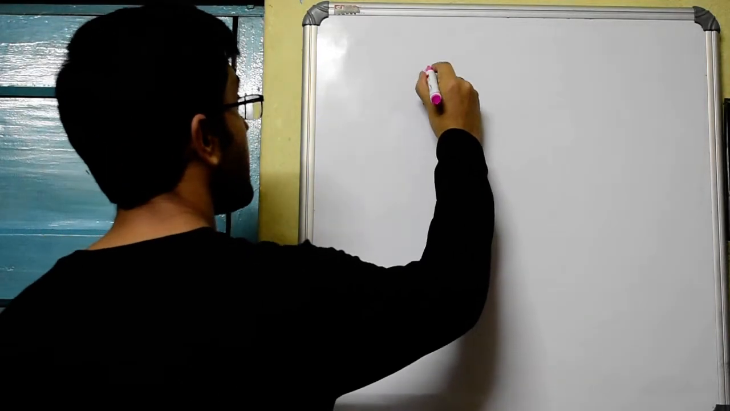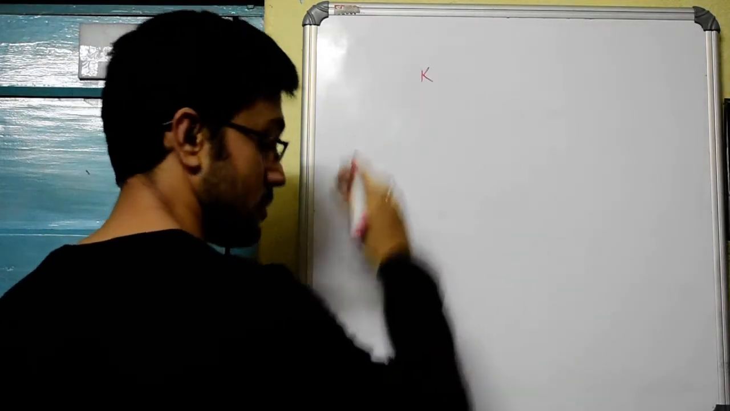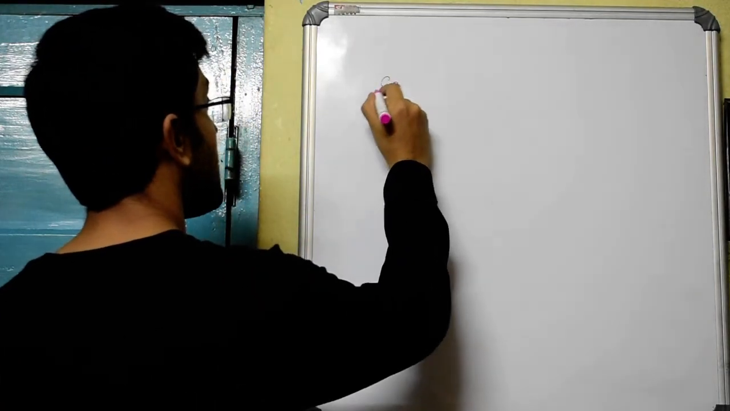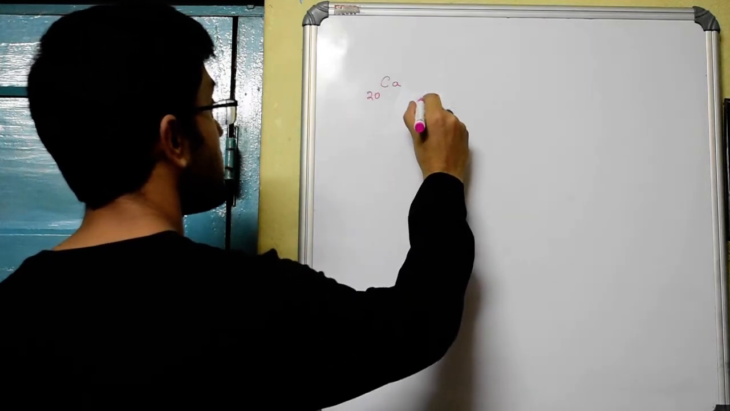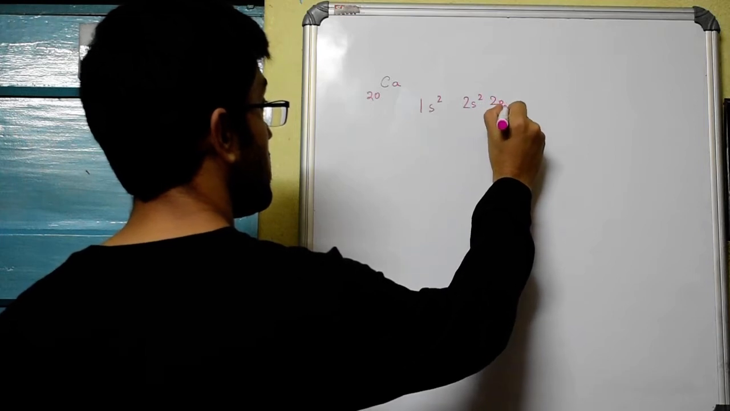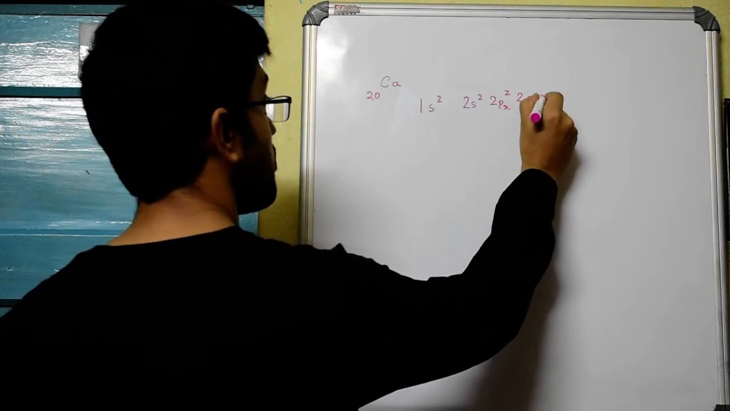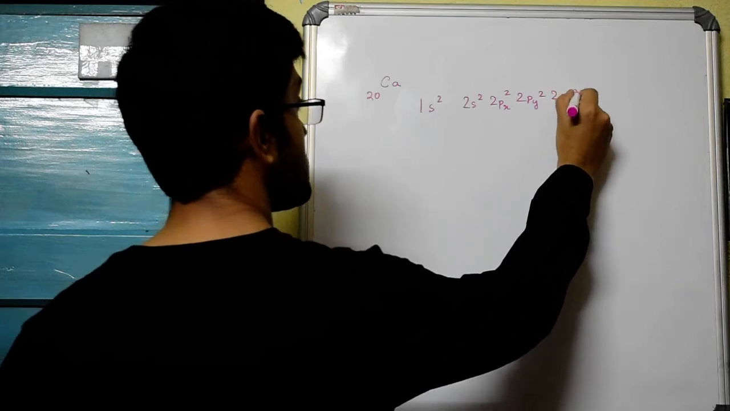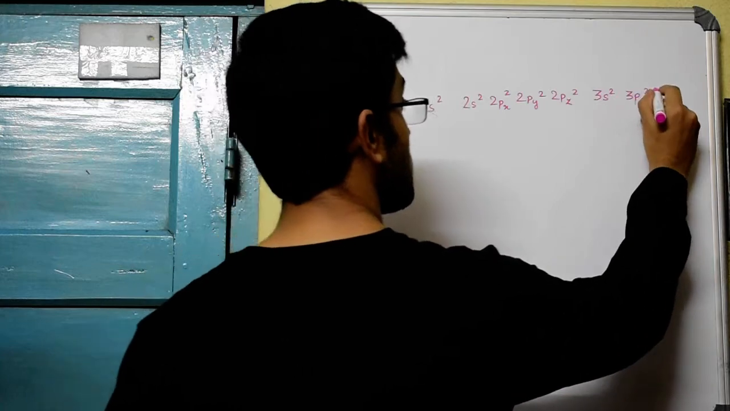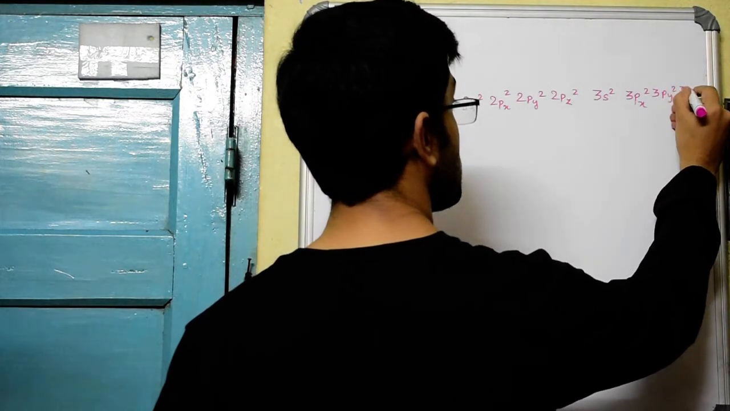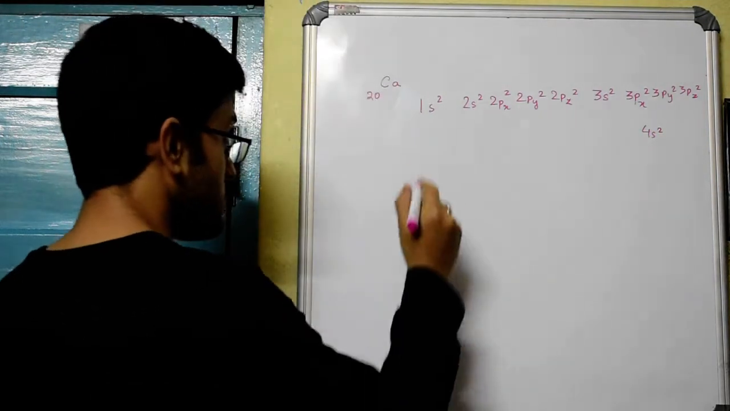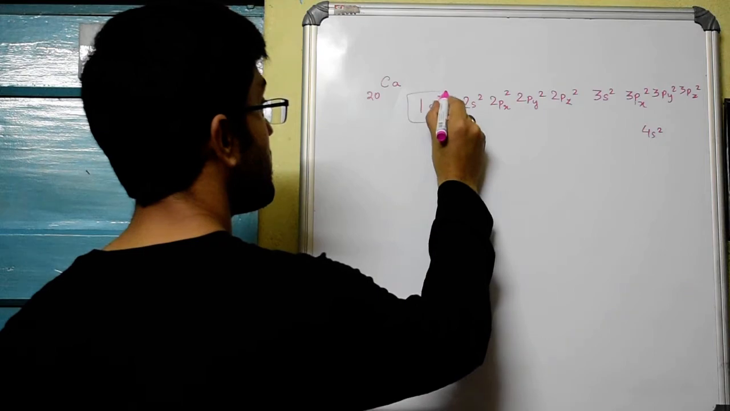So first let me write it like this. The electronic configuration for calcium having 20 electrons can be written as 1s2, 2s2, 2px2, 2py2, 2pz2, 3s2, 3px2, 3py2, 3pz2, 4s2. So this 2 on the top represents the number of electrons.